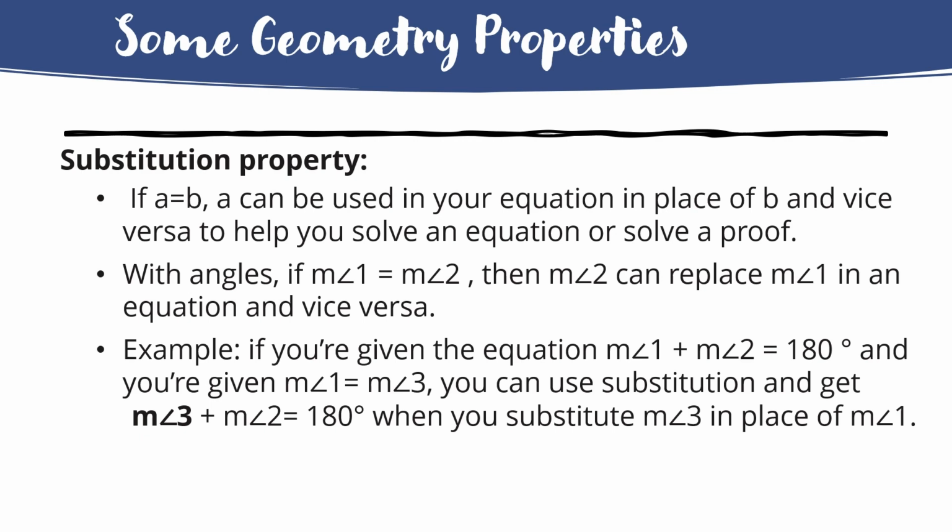What if we're told that the measurement of angle 1 plus the measurement of angle 2 equals 180 degrees, and they tell us that the measurement of angle 2 is unknown, but they tell us that the measurement of angle 1 equals the measurement of angle 3. And they don't tell us what the measurement of angle 1 is, but they tell us what the measurement of angle 3 is. Well, just use substitution and replace the measurement of angle 1 in your equation with the measurement of angle 3. So you'll get the measurement of angle 3 plus the measurement of angle 2 equals 180 degrees. And when you solve it, now you can find out what the measurement of angle 2 is.